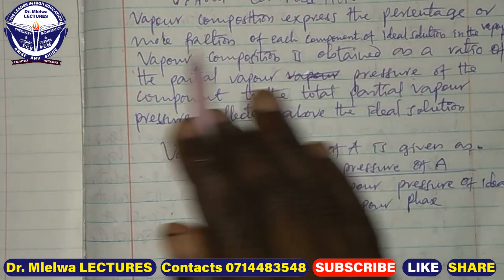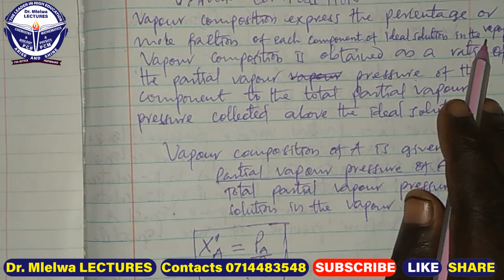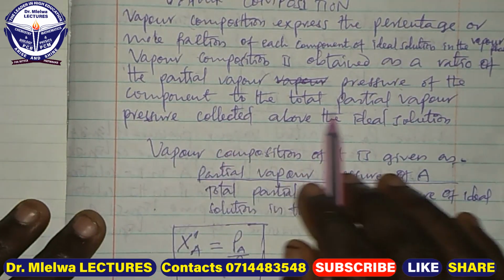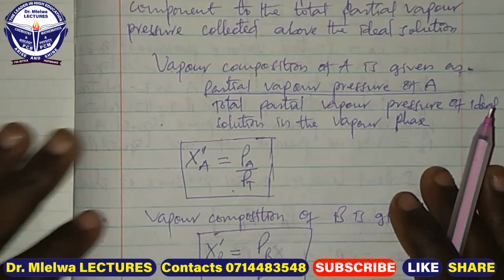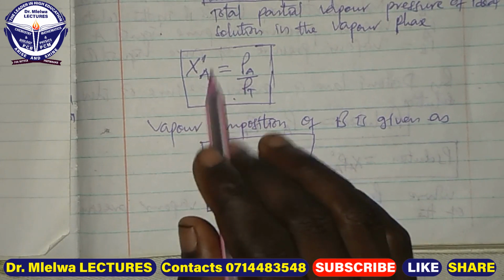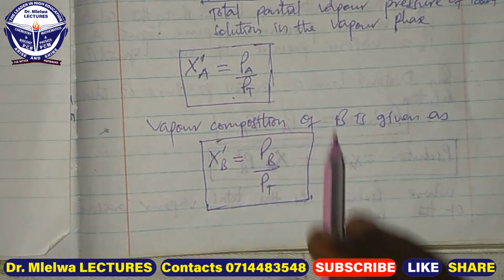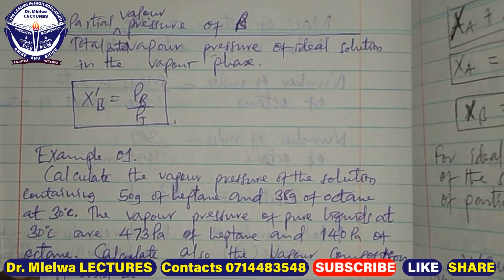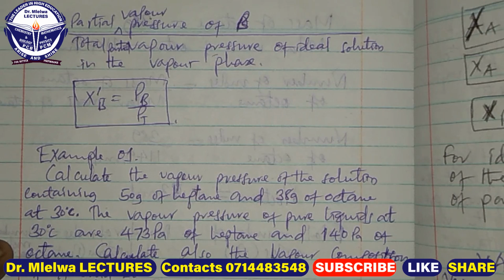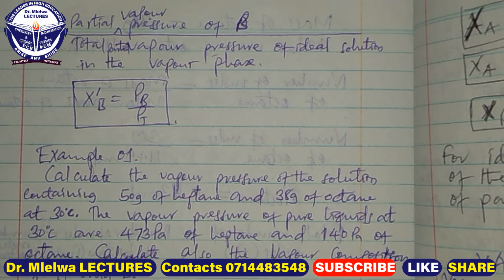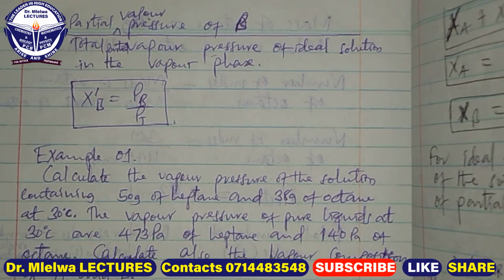So the vapor composition expresses the percentage or mole fraction of each component of an ideal solution in the vapor phase. Vapor composition is obtained as the ratio of partial vapor pressure of components to total vapor pressure above an ideal solution. So vapor composition of A is given as the partial pressure of A divided by total pressure for an ideal solution. So vapor composition of A, with a dash as the mole fraction, is equal to pressure of A divided by pressure total, and vapor composition of B is similarly given. So this is how we can express the mole fraction, now vapor composition.